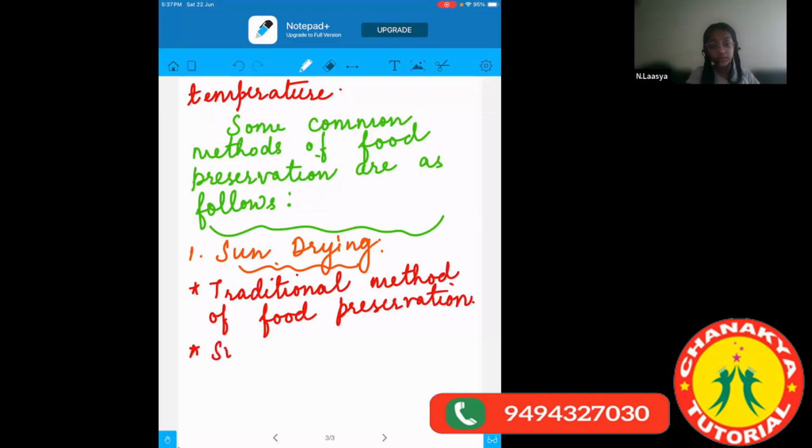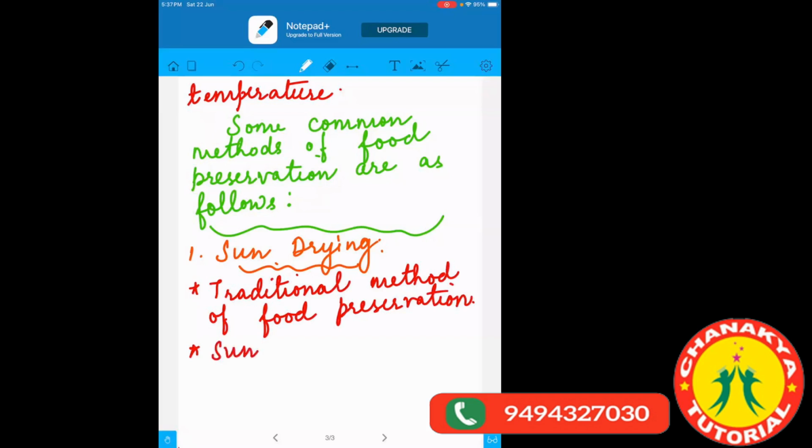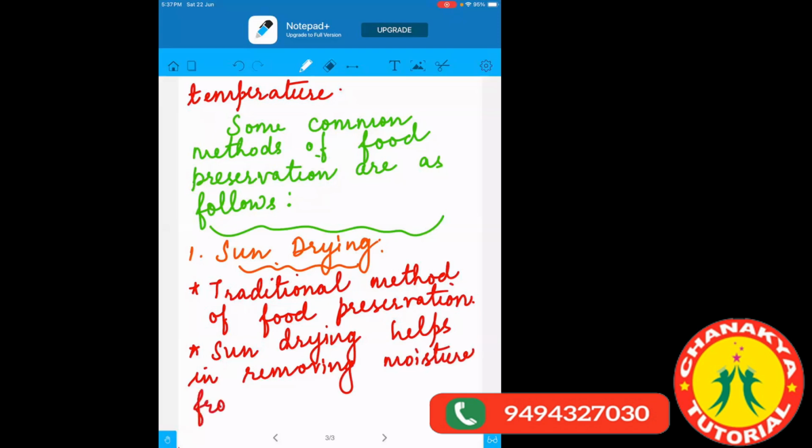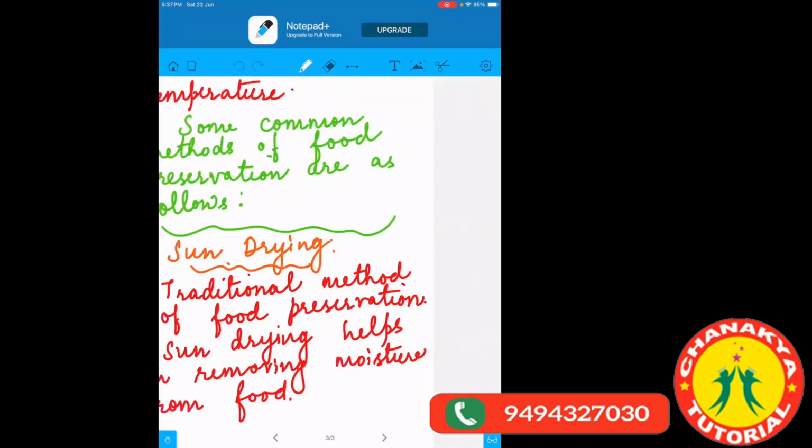Yes, ma'am. So it is a traditional method of food preservation, and by sun drying, it helps in removing moisture. Whatever the moisture is there, with the help of the sun, it gets dried or moves away. So sun drying helps in removing moisture from food. Then the next point.